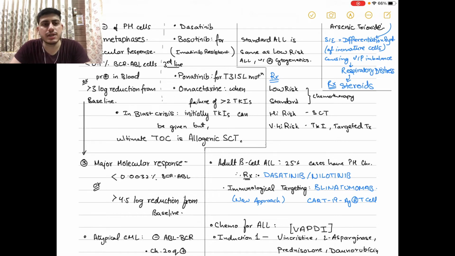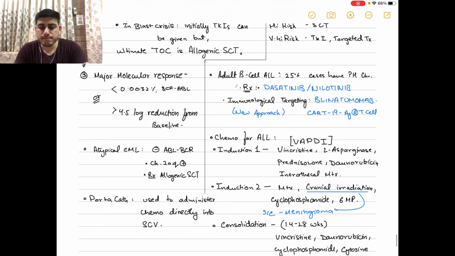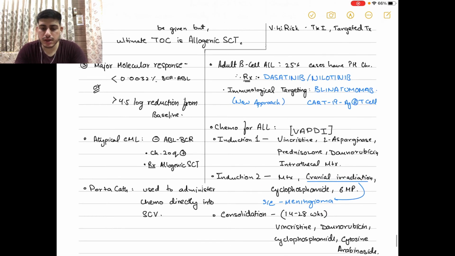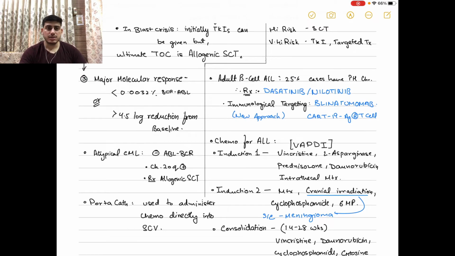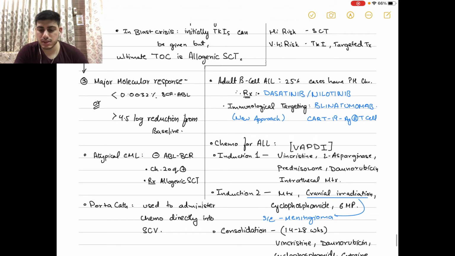Yes, you are right, it's CD19. Now, adult B cell ALL. In adult B cell ALL, 25% of cases have the Philadelphia chromosome in them, as I already told you about the different classes of ALL, so you must have already got the idea.